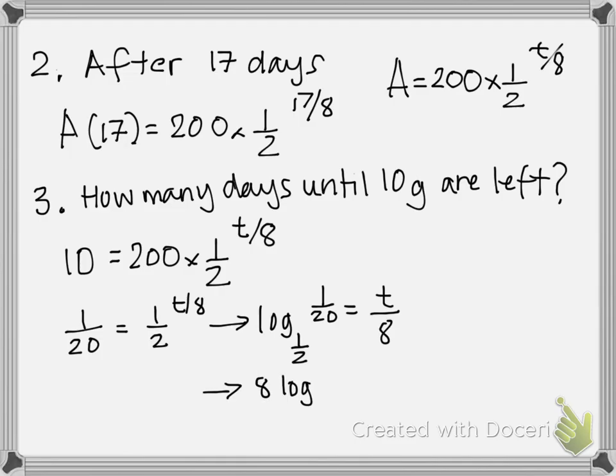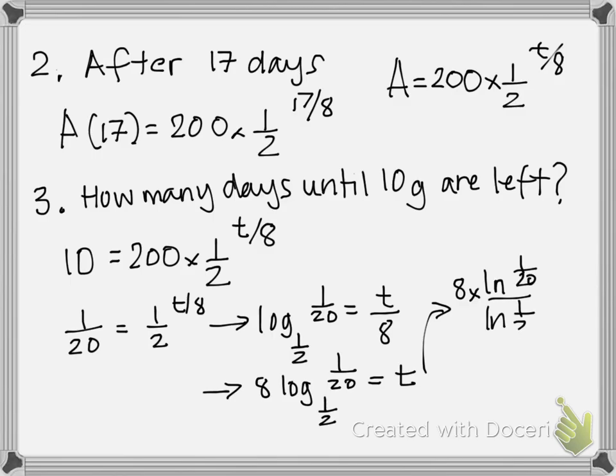And that is a calculator entry that I would use to get t from there. Of course, if you have a scientific calculator, you're going to have to use change of base and call it 8 times log, or we could use natural log or log. Natural log of 1 over 20 over natural log of 1/2, and that's what your t is going to be. I believe that comes out to 34.6, if memory serves me right.